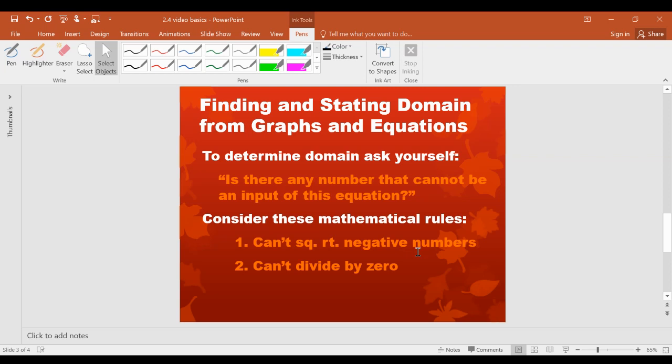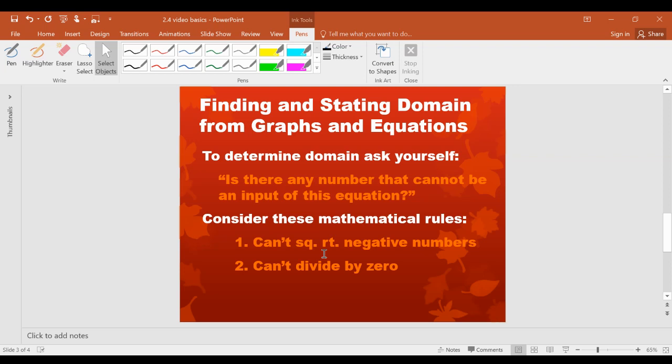Those are valid things. There are valid areas of mathematics that deal with those, but we're not going to be worrying about that in pre-calculus. We're only going to be dealing with the real numbers, and so we can't allow any negative inputs into a square root function. And then the other rule is that we can't divide by zero. Those are the two rules that we need to keep in mind.